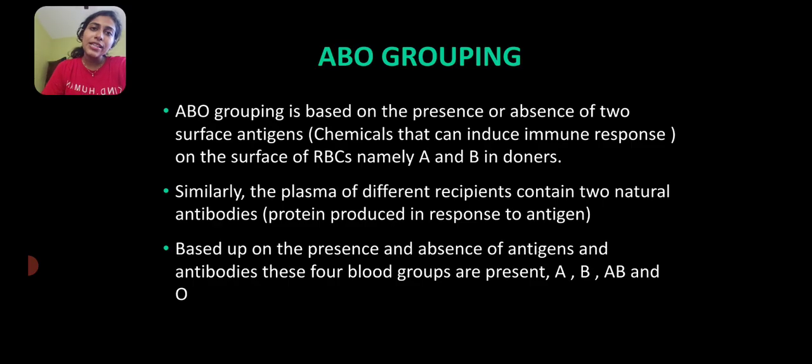So due to the presence of these antigens and antibodies, we can classify the A blood group, B blood group, AB blood group, or O blood group. So there are different kinds of blood groups: A group, B group, AB group, O group. This is the main criteria behind the ABO blood grouping system.